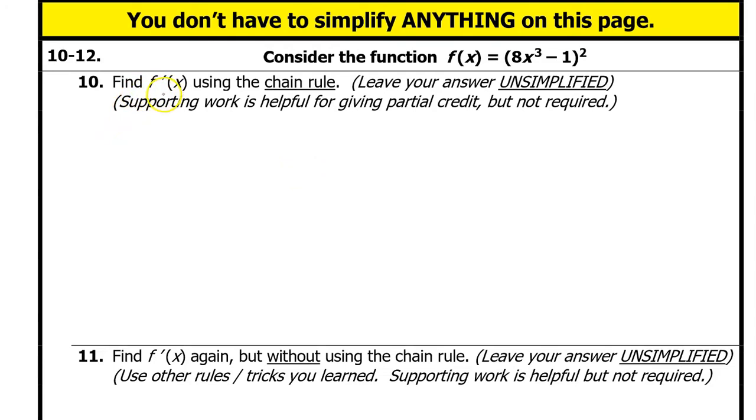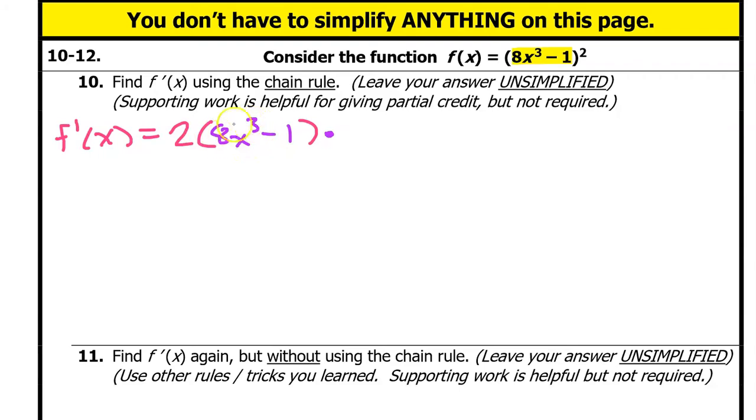Number 10. Find f prime using the chain rule. Leave your answer unsimplified. So we can see that we have this inner function and the outer function is the exponent of 2. So to do f prime, I will first do the outer function. So I will move the 2 to the front. So I'm taking the derivative of the outer function and I'm leaving the inner function the same. But the chain rule says I then must multiply by the derivative of the inner function.